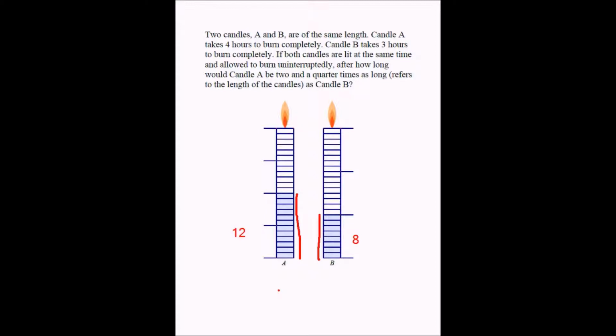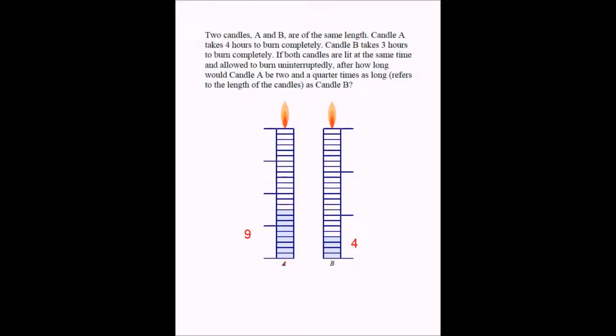Let's go ahead and analyze the scenario after 2½ hours. After 2½ hours, this is what you're left with. Another half hour gone. And how many units high is candle A now? 1, 2, 3, 4, 5, 6, 9 units high. I'm going to write 9. And candle B is only 4 units high. I'm going to write 4.